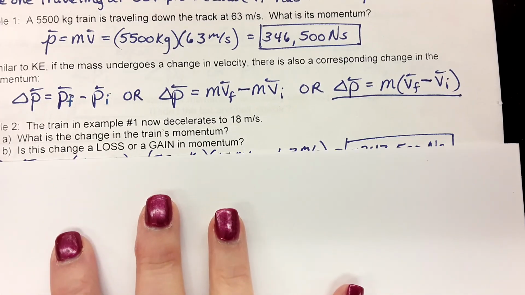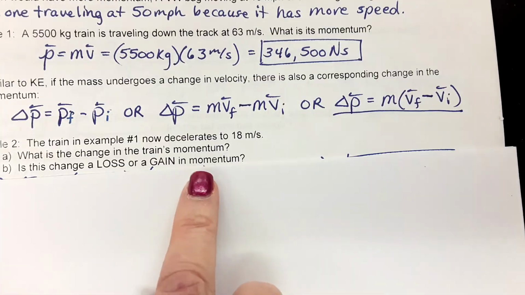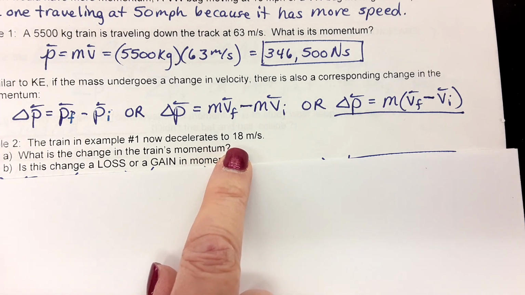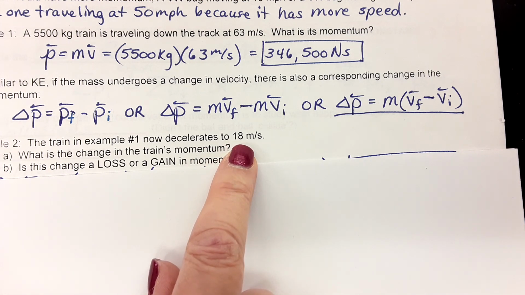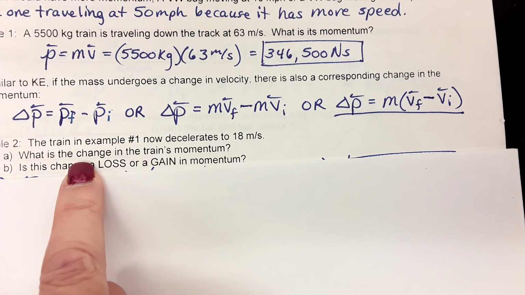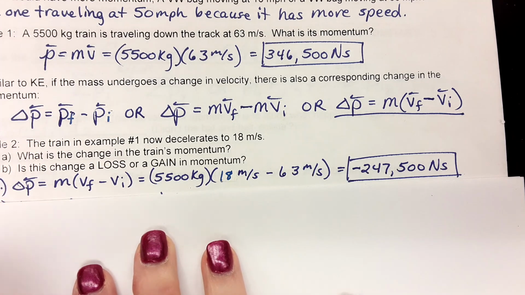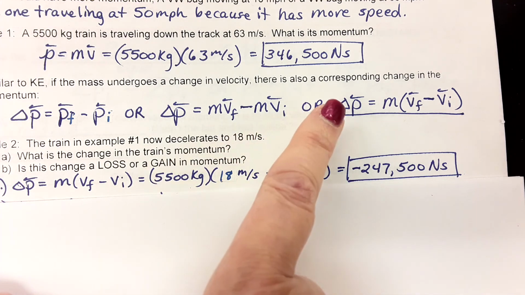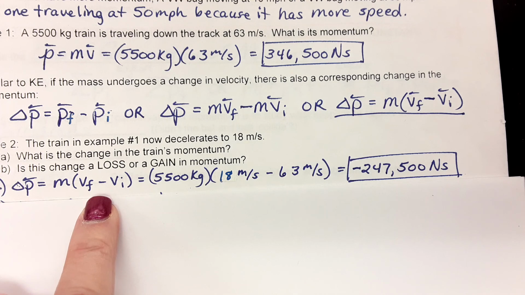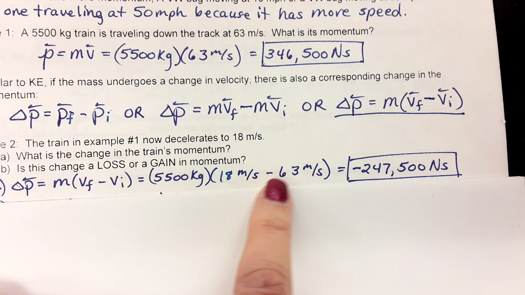Look at this example right here. You have a train, same train as in the first example, but now it decelerates or slows down to 18 meters per second. So we have a new speed. Therefore, we have a new momentum. Now, look what they ask. What is the change in the train's momentum? So I did this. I set up the change in momentum from right up there. Okay, well, right there it is. And I said, it's the mass times the change in velocity. So I said 5,500 times 18 minus 63.